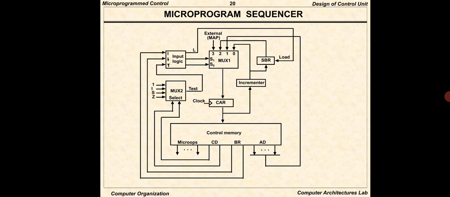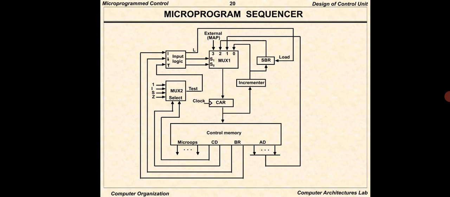This is your microprogram sequencer, the same thing which has been implemented over here. First, mux2 will be getting the input from the CD, which is nothing but your condition field. Based upon this condition field, it will generate the test signal. This test signal is given to the input logic, and this input logic will be getting one input from the mux2 and the other two inputs, I0 and I1, from the branch field of my micro instruction.